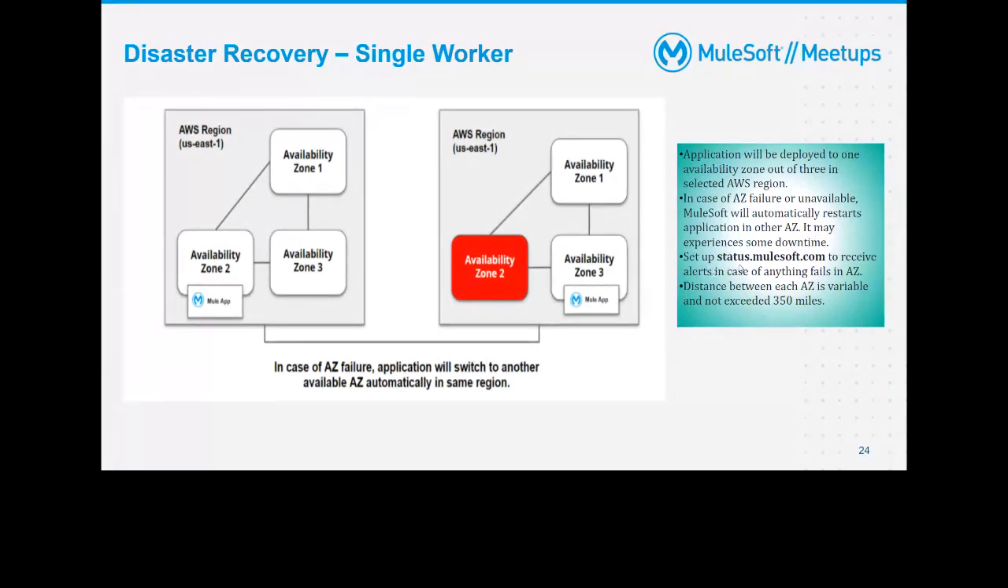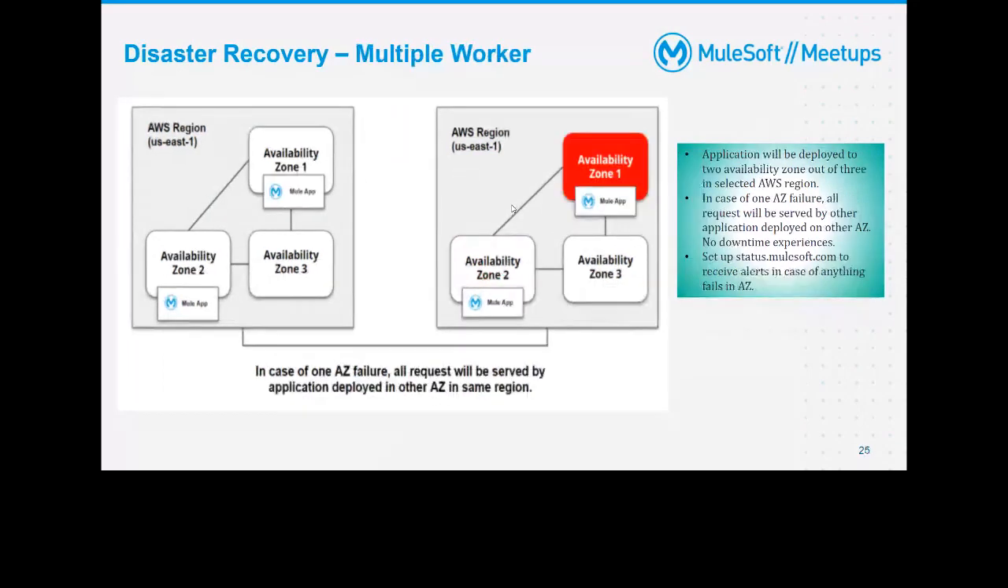You can also check status.mulesoft.com. There it will generate alerts to you that a particular availability zone has gone down and that they are redeploying the application to another availability zone. The distance between availability zones does not exceed 350 miles: between zone 1 and zone 2 it will not be more than 350 miles, and likewise from zone 2 to zone 3. An availability zone is nothing but a data center within that particular region, basically a logical data center.